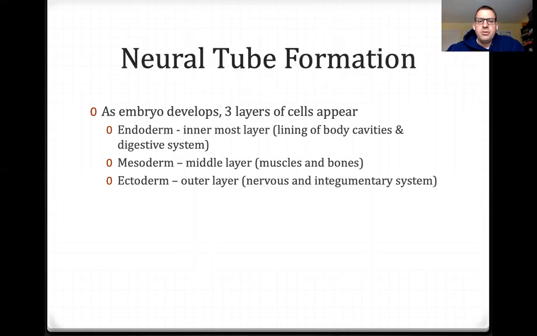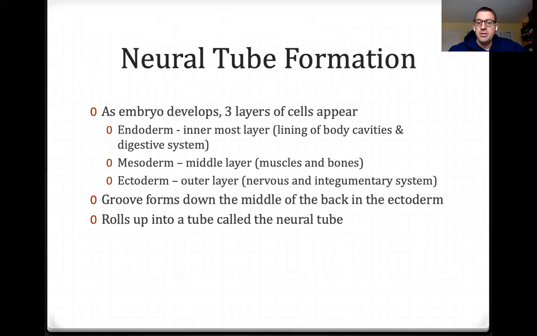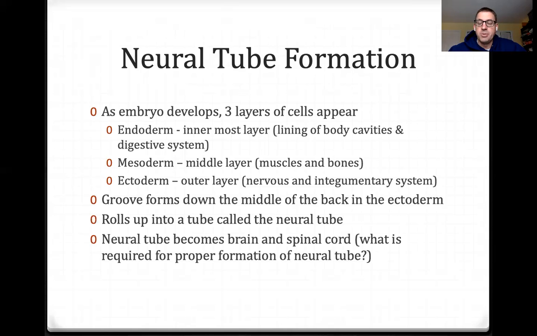So when we talk about the neural tube, like I said, three layers of cells appear. The endoderm is the innermost layer, and that's going to become the lining of the body cavities and the digestive system, which makes sense. The mesoderm is the middle layer of cells that will develop into muscles and bones, which again, that's kind of in the middle of our body, so that makes sense. And the ectoderm is that outermost layer of cells that's going to become the nervous system and the integumentary system. And like I said, a groove forms down the middle of the back in the ectoderm that rolls up into a tube called the neural tube, and the neural tube becomes the brain and spinal cord. And like I mentioned before, folate or folic acid is what's required for the proper formation of the neural tube.